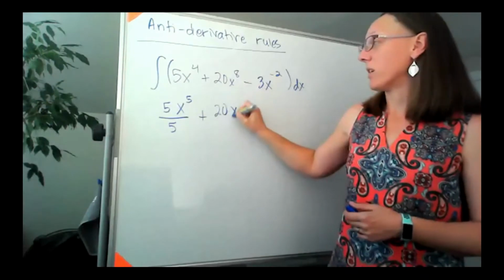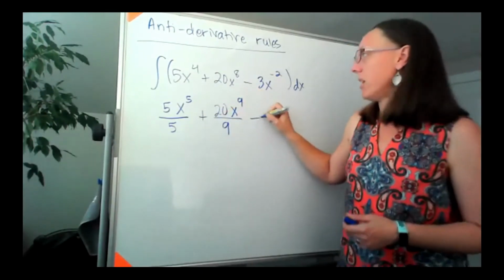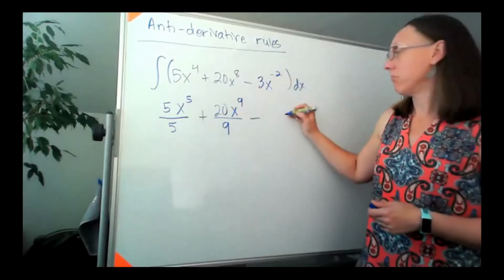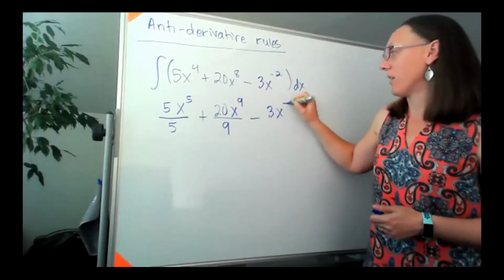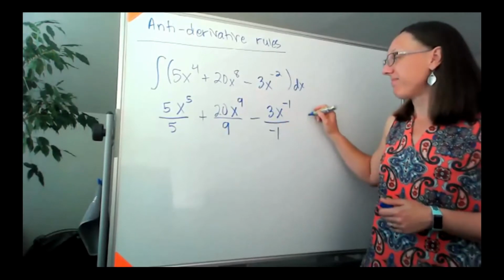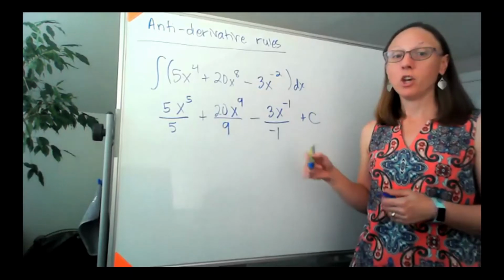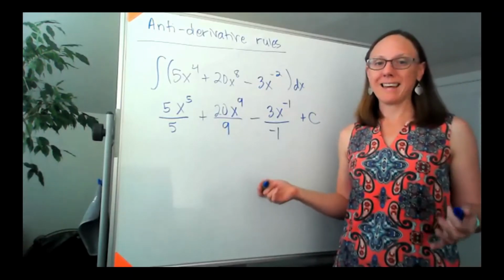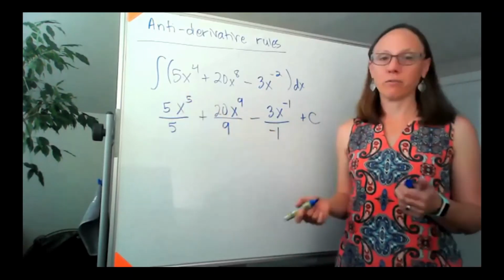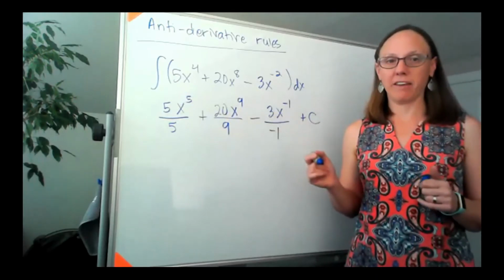Here again, I've got a number times x raised to a power. So I'm going to add 1 to the exponent, divide by the new exponent. I've got x raised to a power. I'm going to add 1 to the exponent and divide by the new exponent. And then when I get to the end, I'm not going to forget to write a plus c. Could you simplify some of these numbers? Absolutely. 5 over 5, I don't need to write that. Negative 3 over negative 1, we could definitely simplify that.